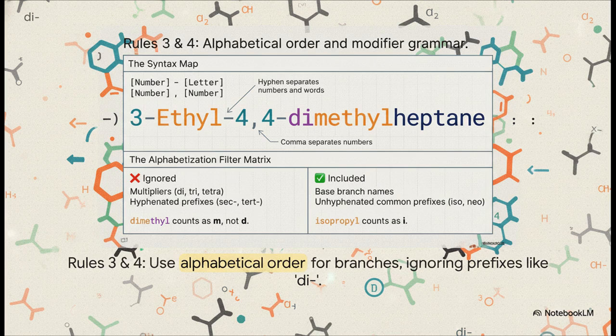Next up are the syntax rules, which are actually pretty simple. You use hyphens to separate numbers from words and commas to separate numbers from each other. Easy enough. What's really important, though, is that you list all the branches in alphabetical order. But, and here's the detail that often trips people up, you ignore the counting prefixes like di or tri when you're alphabetizing. So dimethyl doesn't count as a D, it's alphabetized under M for methyl.